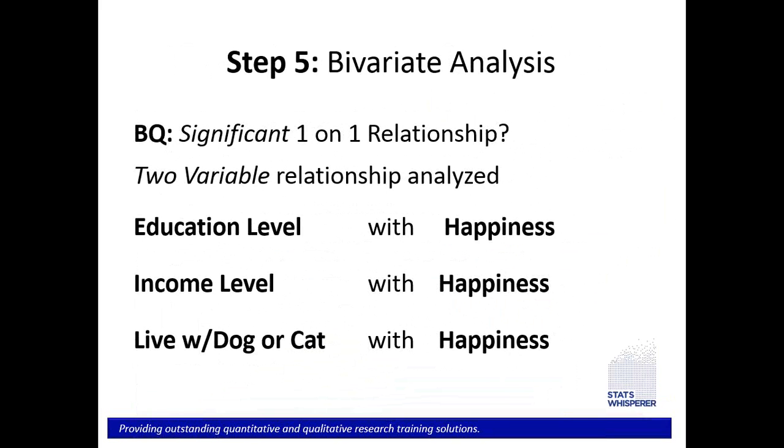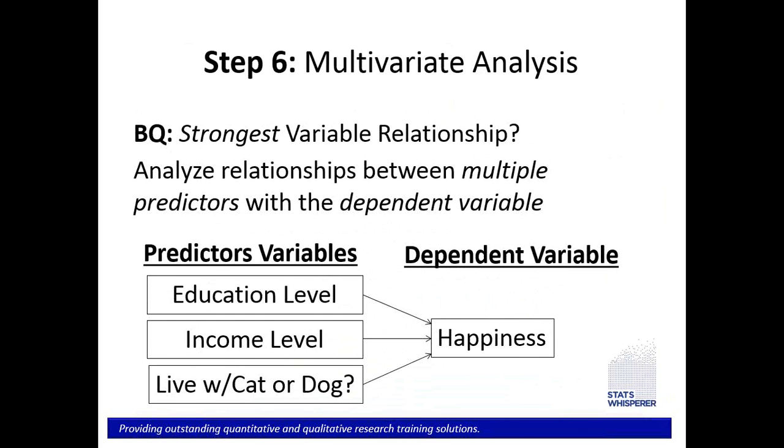Right, next, we did bivariate analysis, the big question. What are the significant one-on-one relationships between 2 variables, specifically between each predictor variable and the dependent variable, right? In other words, each covariate variable with the dependent variable, and the independent variable with the dependent variable, right? So we want to know that dimension, right? Then, step 6, multivariate analysis.